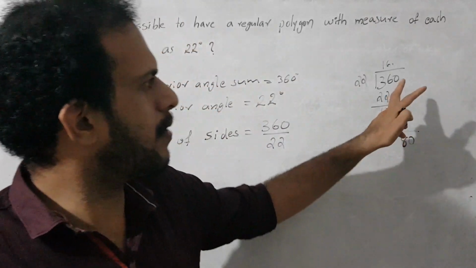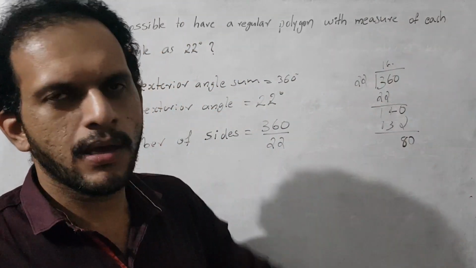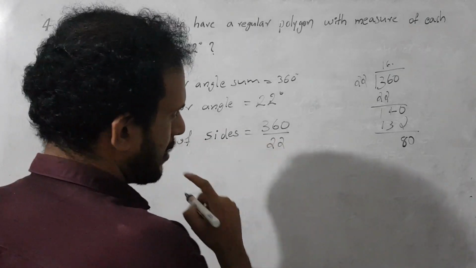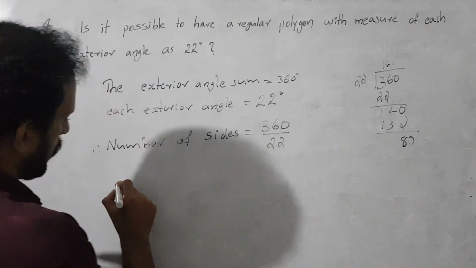So here it is not possible to divide 360 by 22 exactly. So we didn't get the answer as a whole number. So we stop here with what we conclude.